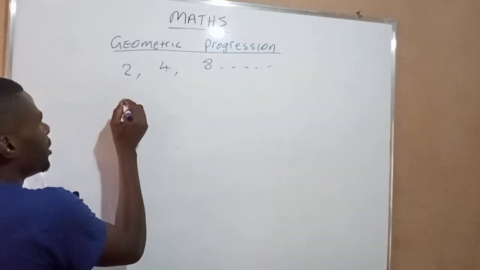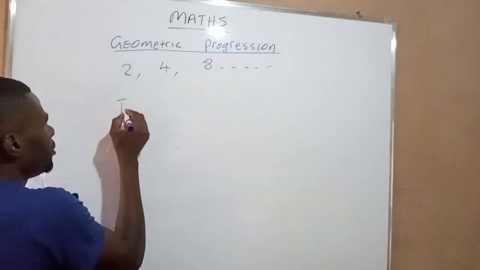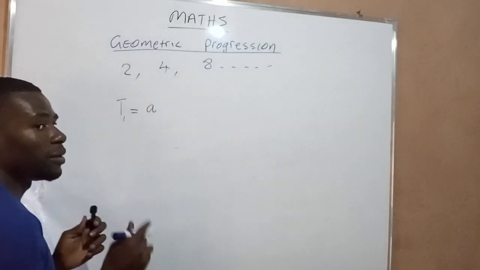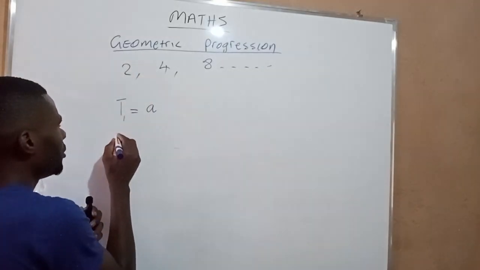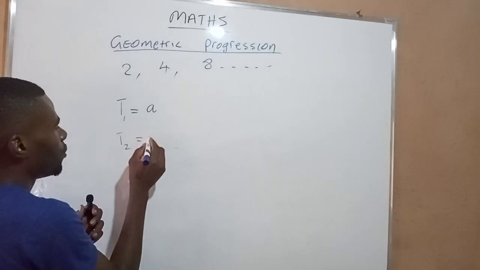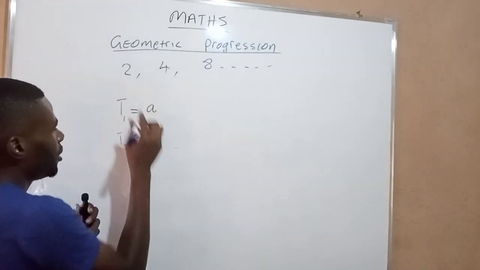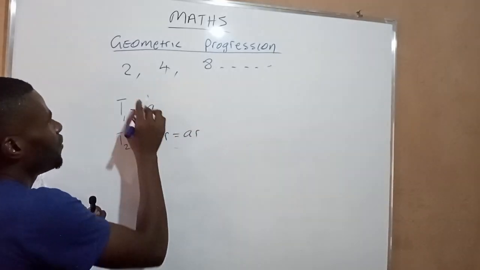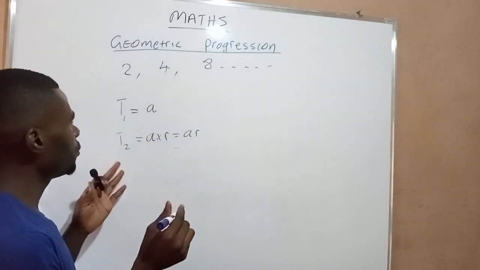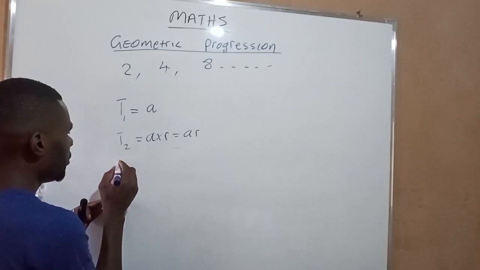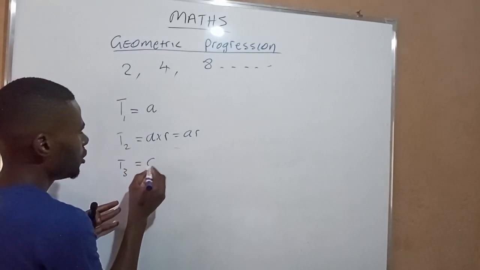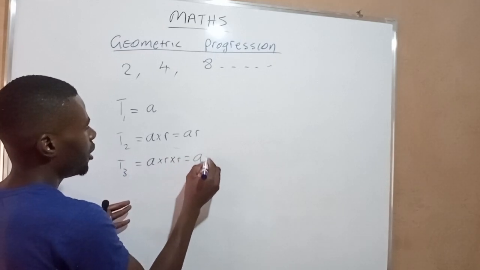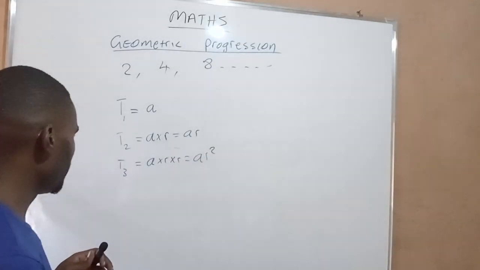Okay. So what do we say term number 1 is always represented as? As A. So this is our term number 1. Then our term number 2: the first term A times the common ratio should give us the second term. So 2 times 2 gives you 4. Then you go to term number 3. This is first term times R, times R, to give us AR squared.